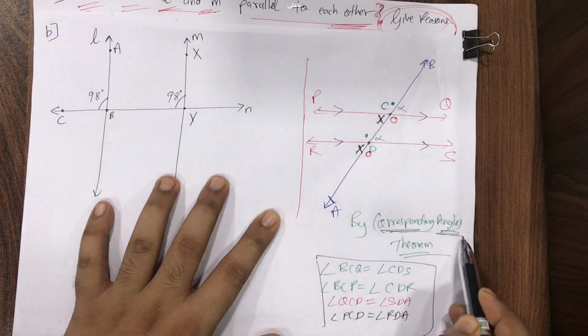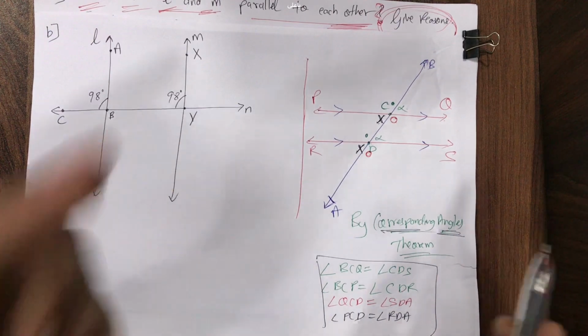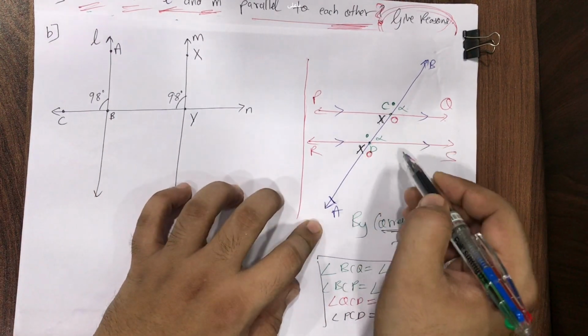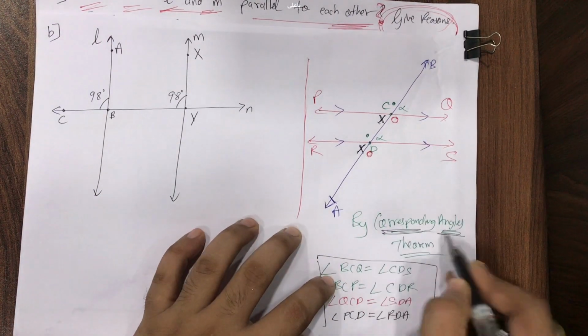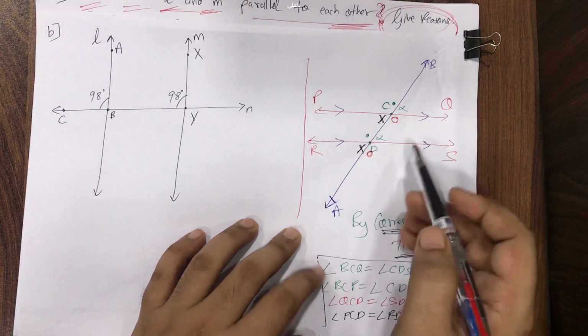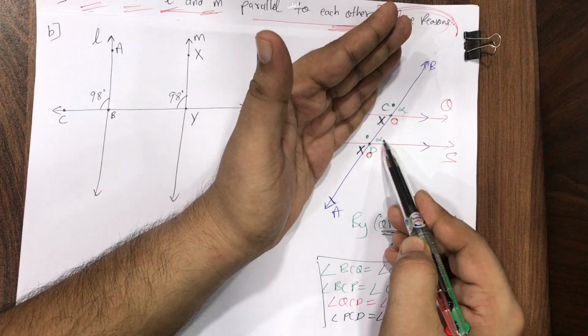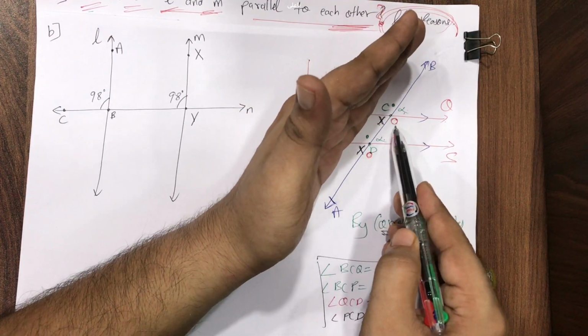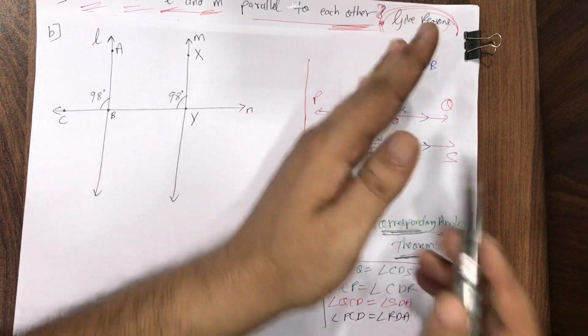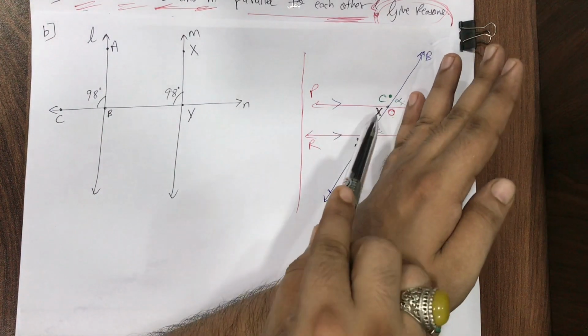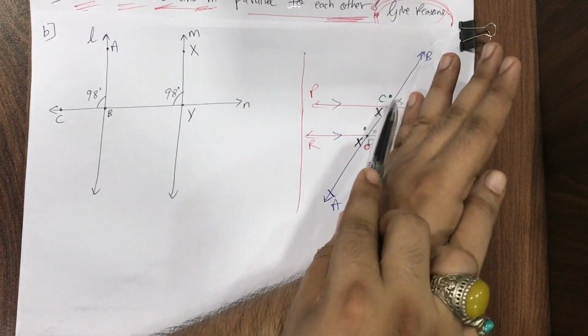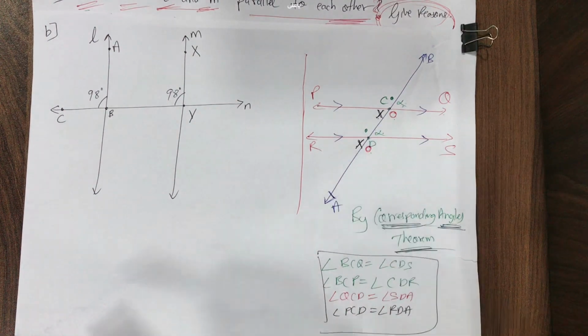Reason, corresponding angles. So what are corresponding angles? If it is given to you that the lines are parallel, it should be given first, then only we can say that by corresponding angles, the angles on the right of the transversal, the upper ones, this cross, are equal. The lower ones, this circle mark, are equal. The angles on the left of the transversal, this cross which is down, and this dot which is up, are equal.